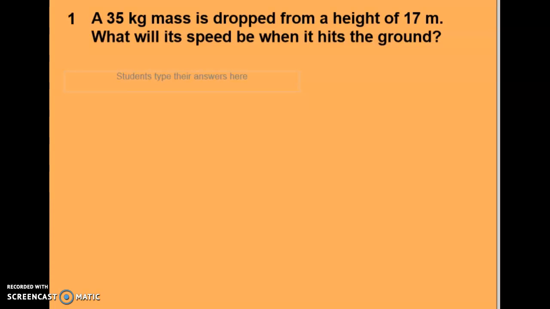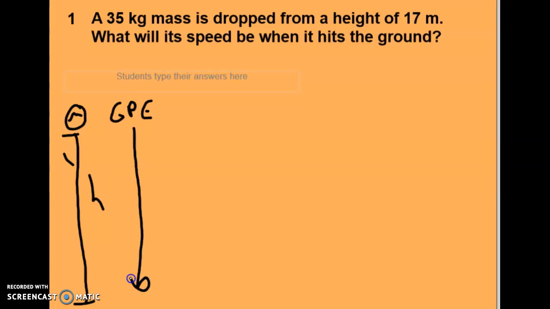In the first problem, we're going to say that a 35 kilogram mass is dropped from a height of 17 meters. What speed will it be when it hits the ground? So it's important to acknowledge that when we start with the mass right there at the top, because it has height, it's going to have GPE. So it's going to start with all GPE at the top, and it's going to be transferred into kinetic energy at the bottom.